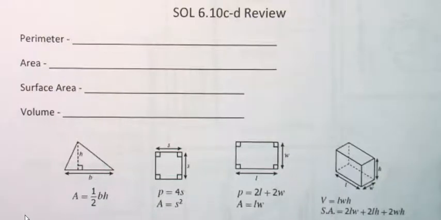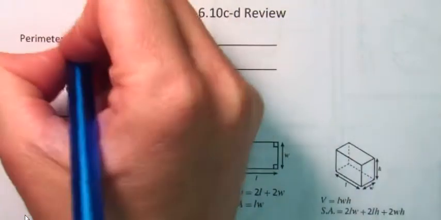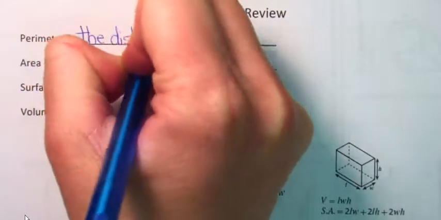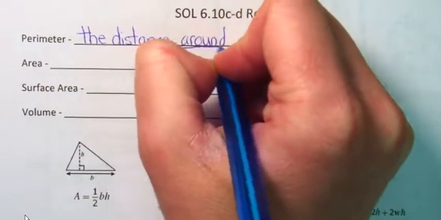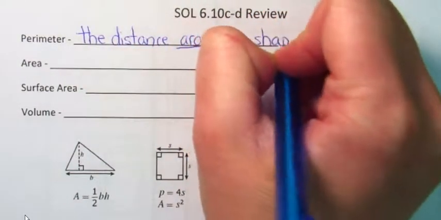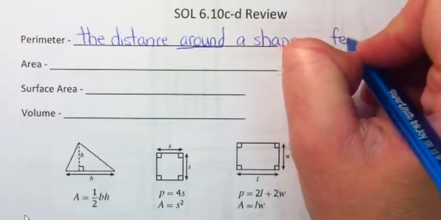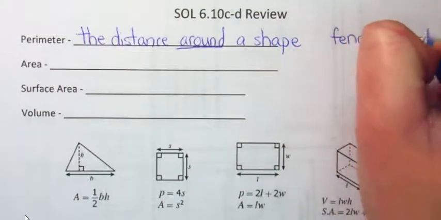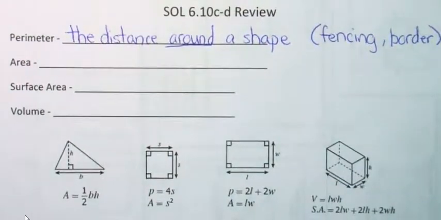So if you remember, perimeter is the distance around a shape. In perimeter, this would be like a real life thing when they're asking you to find fencing or how much border is needed. Things like that would deal with perimeter. So, the distance around a shape.